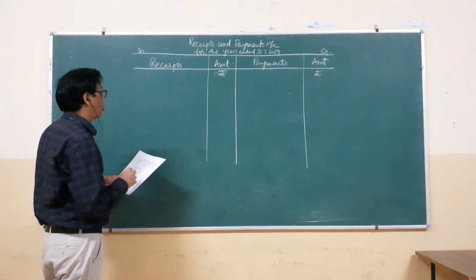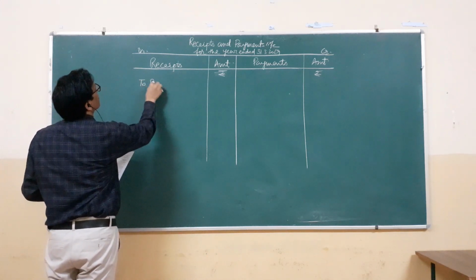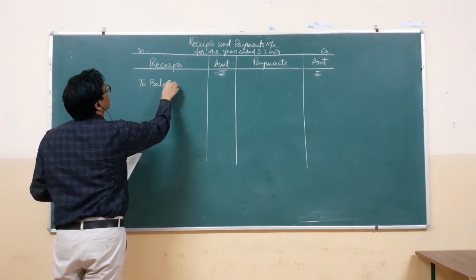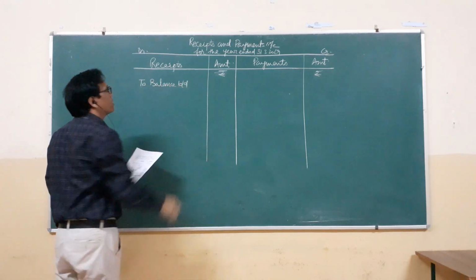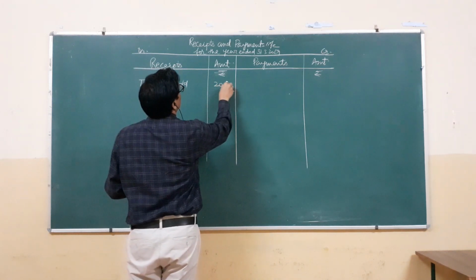It has the opening balance of cash. So this account always starts with the opening balance. So, to balance brought down. It is of cash only. So we will write down to balance brought down 20,000 rupees.